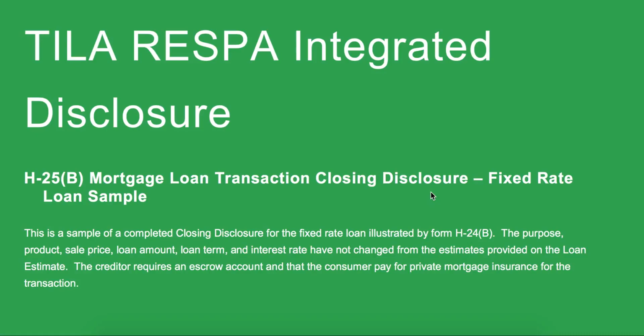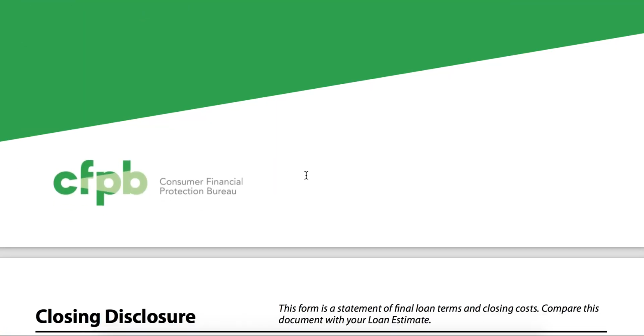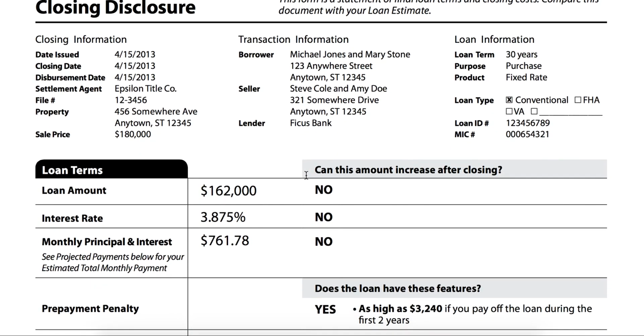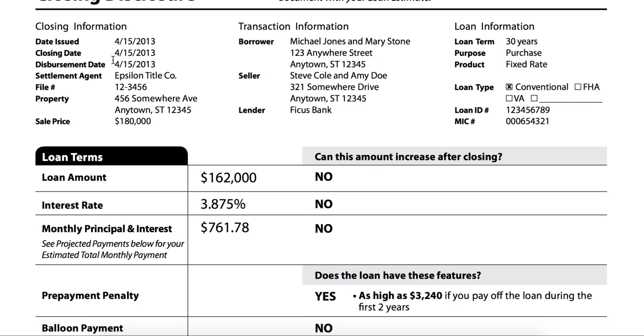This is the new closing disclosure, which takes the place of the old HUD-1 Settlement Statement. This is what they're using for the settlement statement now, but now it's called the closing disclosure, or the CD. The numbers are the same, but the format is a little bit different, and I wanted to go over the numbers.